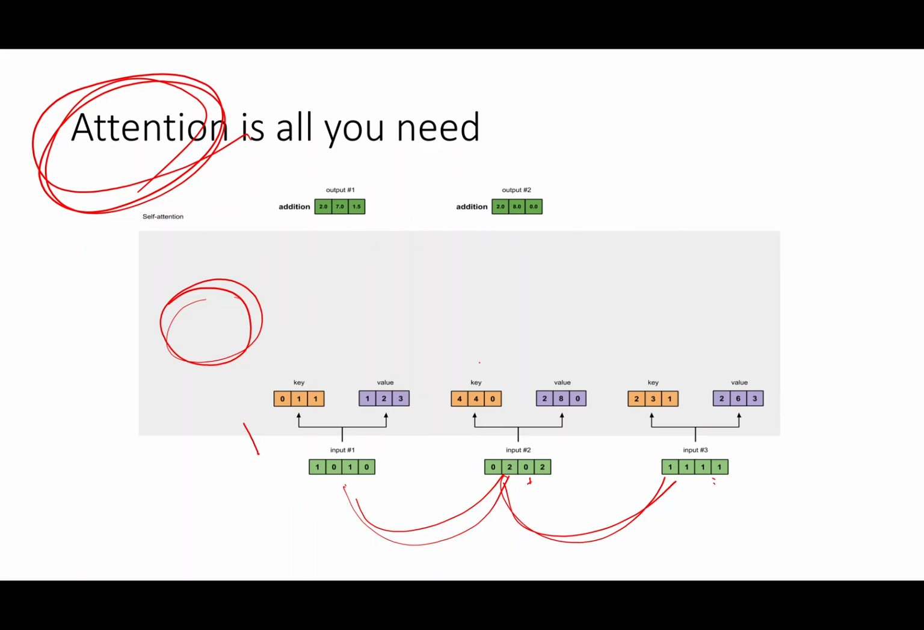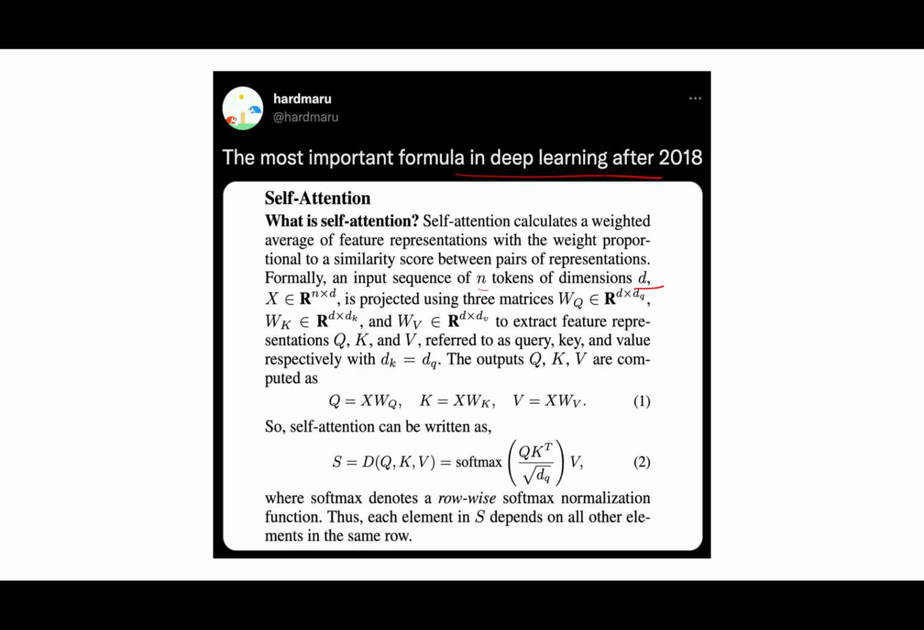This is just a bit of a digression. The most important formula in deep learning after 2018 was the attention mechanism formula. If we have a look over here, we have an input sequence of n tokens of dimension d. So n inputs with dimension d. Let's assume d equals 1 for example purposes. And we have a query vector, a key vector, and a value vector. The query vector is generated by multiplying our x with some weight Q. The key vector is generated by multiplying x with some weight K, and the value vector is generated by multiplying x with some weight V.